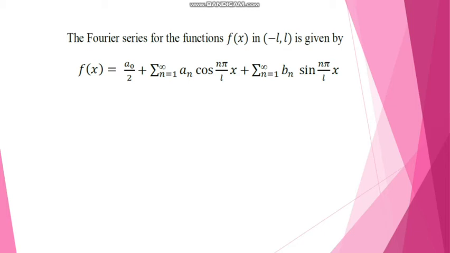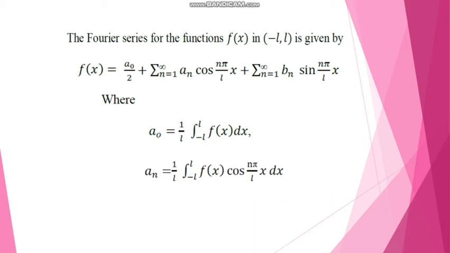Now you have to find a naught, an, bn, the Euler coefficients, where a naught equals 1 upon L integral negative L to positive L f of x dx, where the integrand is the given function f of x. Coming to an, it is estimated by 1 upon L integral negative L to positive L, the integrand here being the product of the given function f of x and the coefficient of an. And bn is estimated by 1 upon L integral negative L to positive L, the integrand here being the product of the coefficient of bn and the given function f of x.